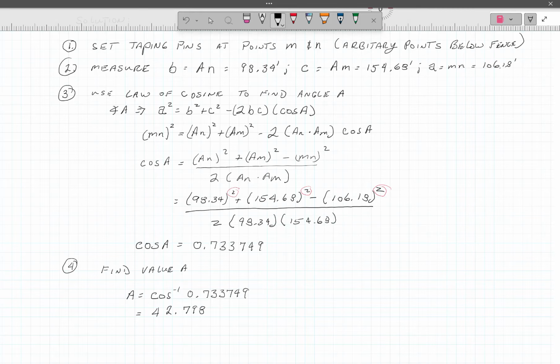Can't read that number. Okay, hold on, guys. I've got to get a calculator and redo this thing because I can't see that number.